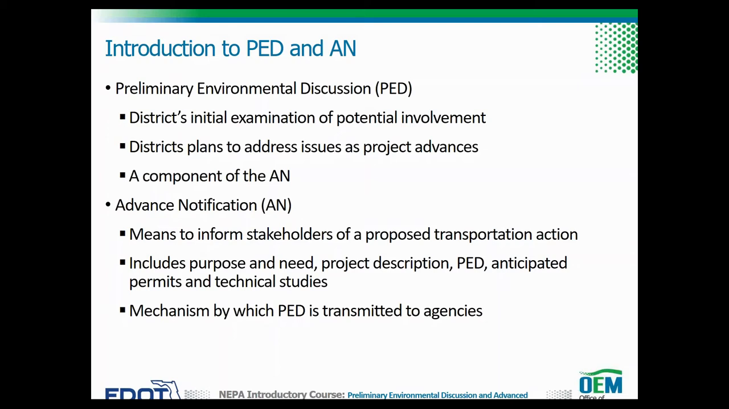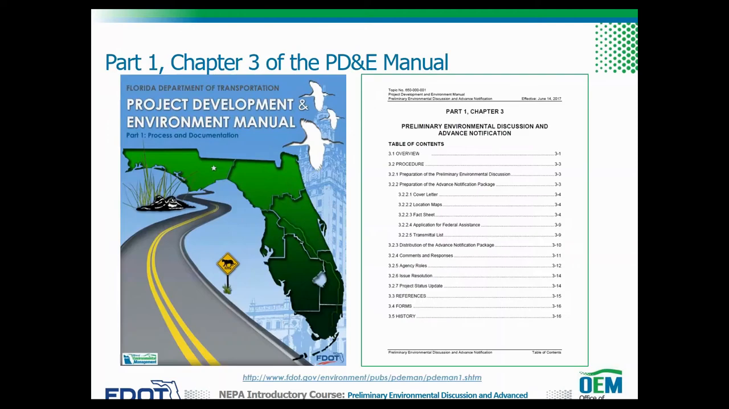The advanced notification is a package of information FDOT prepares to inform agencies, tribal representatives, elected officials, and other interested stakeholders of a proposed transportation action. The PED is included as a section of the AN package. The AN package also includes the project's purpose and need, project description, and a list of anticipated permits and technical studies. The PED and AN are discussed in further detail in this training.